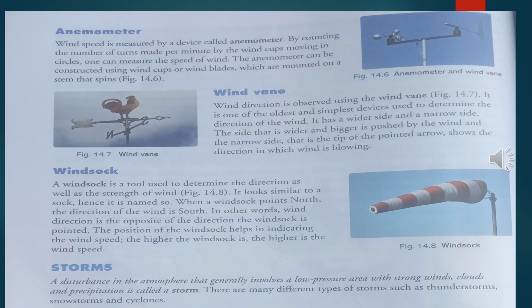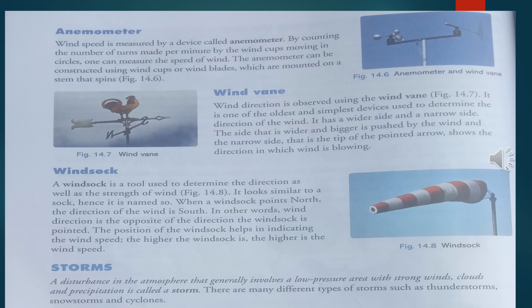Another device is called a wind vane, you can see figure 14.7. With the help of this wind vane, we can find out the direction. Wind direction can be observed by using this wind vane. It is one of the oldest and simplest devices used to determine the direction of the wind. It has a wide side and a narrow side. The side that is wider and bigger is pushed by the wind, and the narrow side, that is the tip of the pointed arrow, shows the direction in which the wind is blowing.